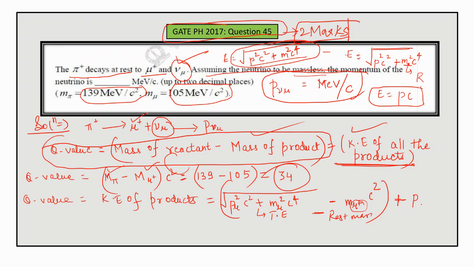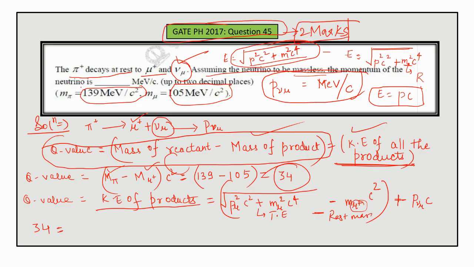So here it will be p subscript ν_μ c. This I have written as the Q value in terms of the kinetic energy of the products. Now the Q value I know, it is 34.